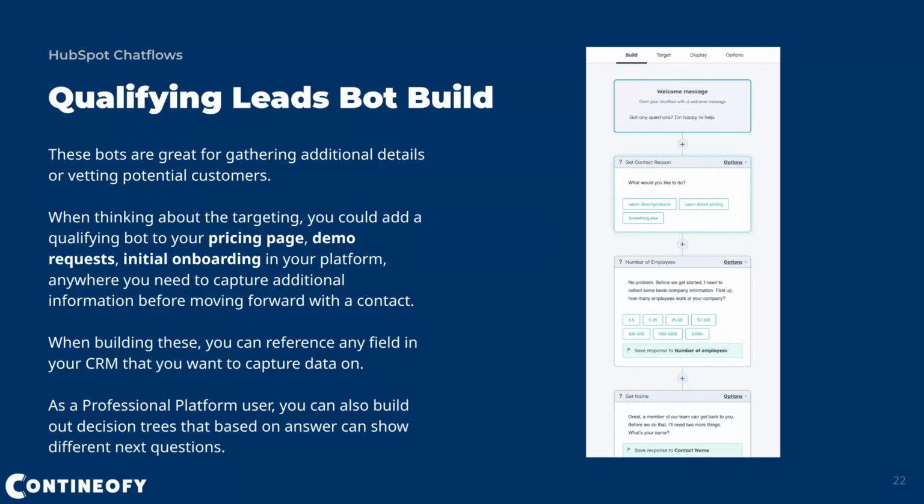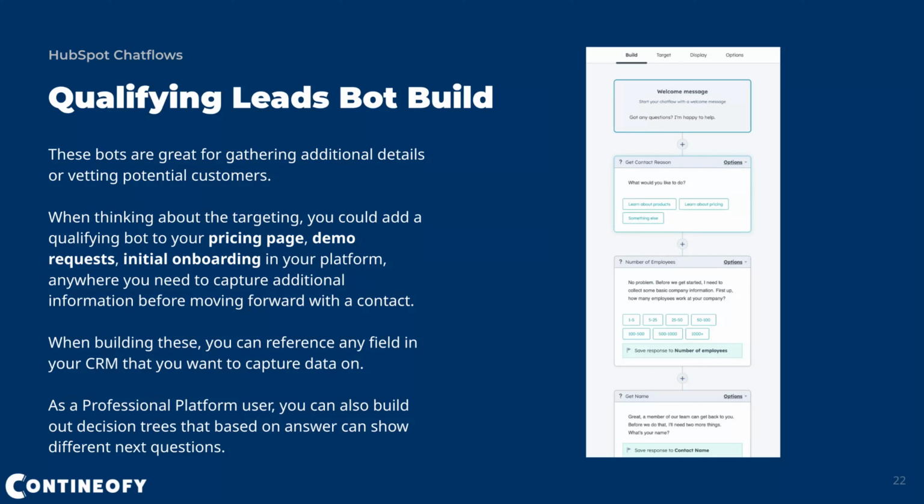The qualifying chatbot is great for vetting contacts before passing them to your sales team. I personally use a qualifying bot when someone books a strategy session to capture additional details specific to the brand that I can't pull through enrichment using third-party tools. If you're an enterprise service provider, you could also use a qualifying bot to filter out SMB and mid-market brands from reaching your sales team.